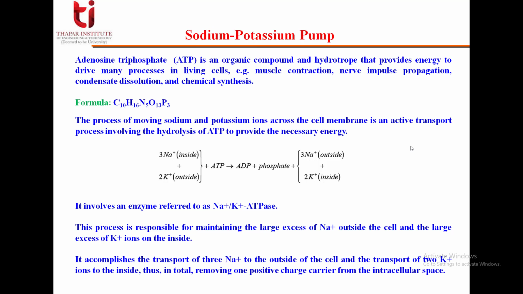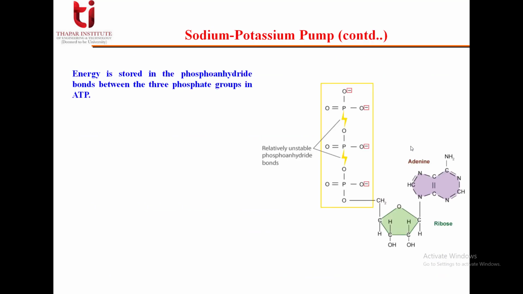It accomplishes the transport of 3 sodium ions to the outside of the cell, as you can see in the equation, and the transport of 2 potassium ions to the inside, thus in total removing 1 positive charge carrier from the intracellular space. This is the representation of ATP and how it is getting hydrolyzed.